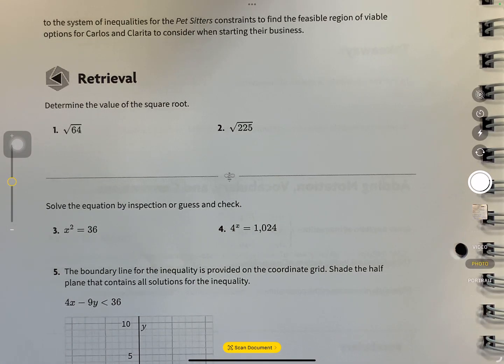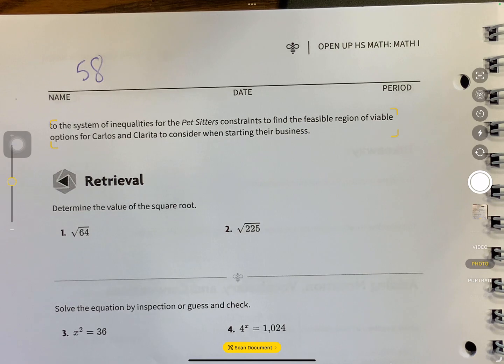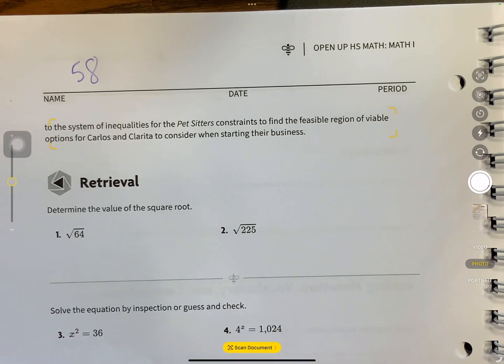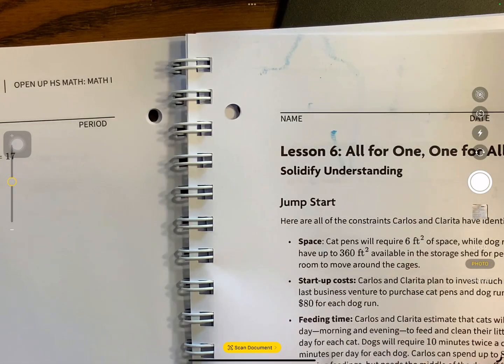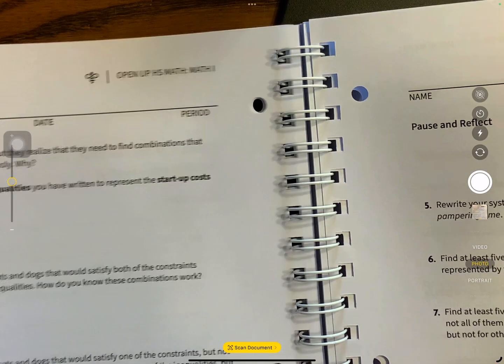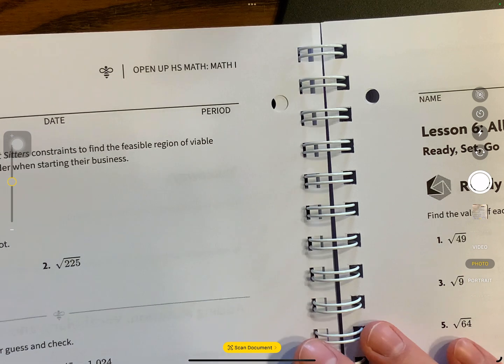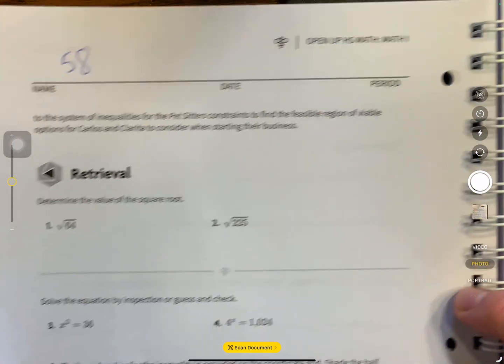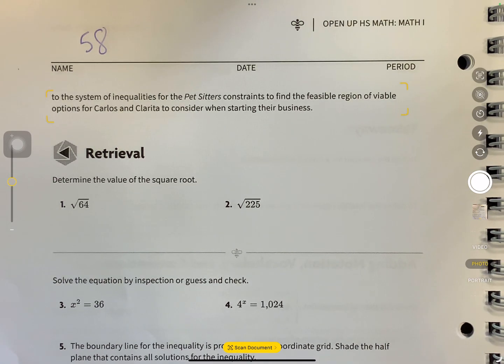Look, well, I'm on page 58. Page 58. I do not have the Spanish text in front of me, but it is lesson 6, so that's helpful. And page 58 is the retrieval. So help somebody find lesson 6, retrieval.